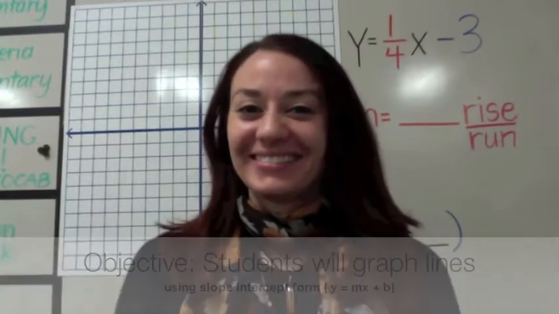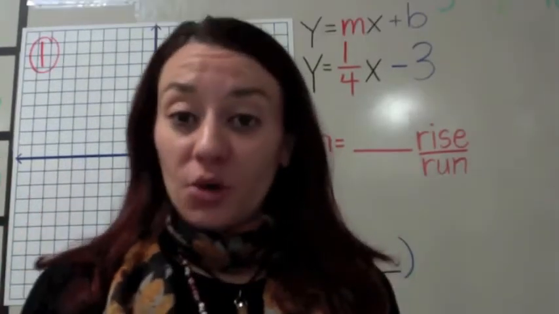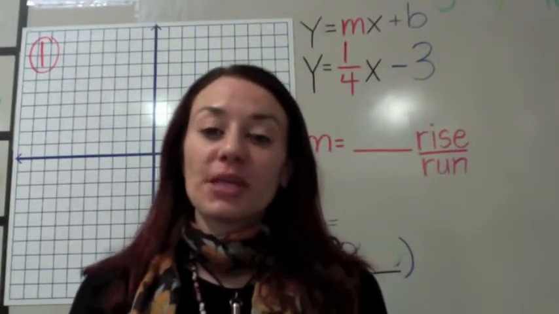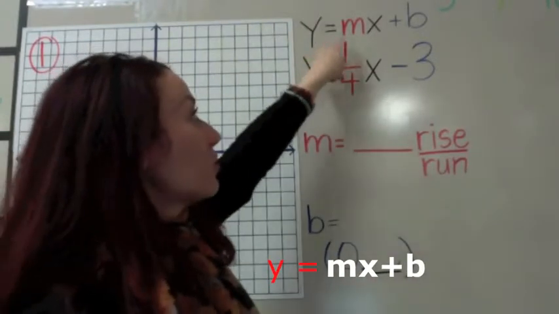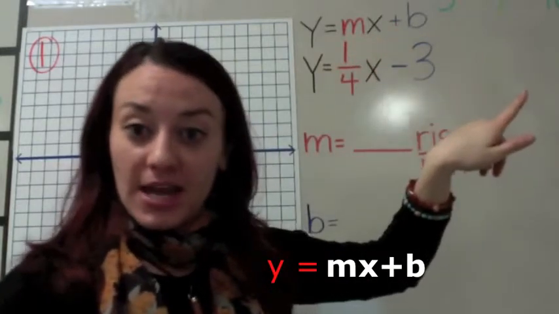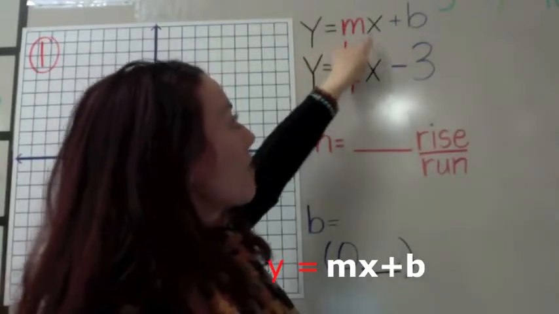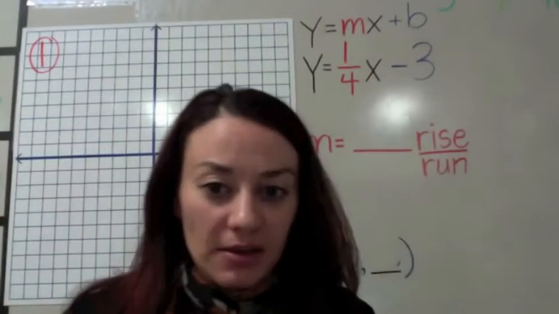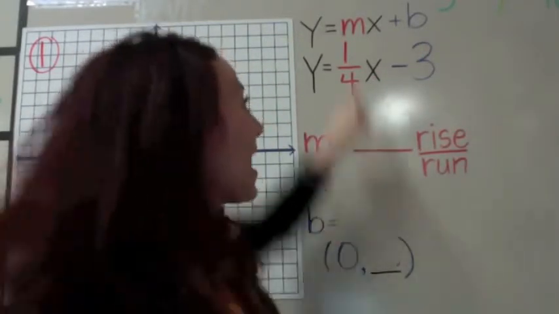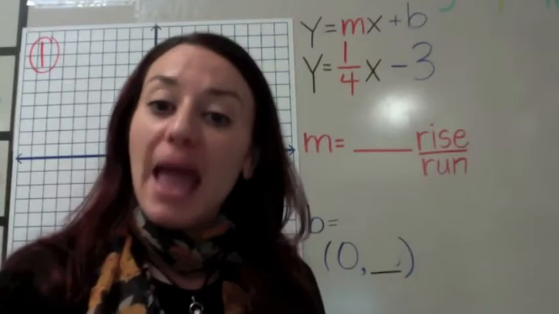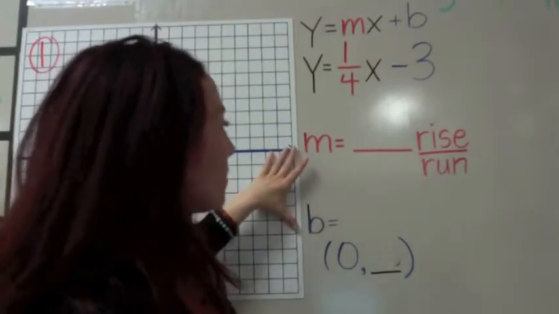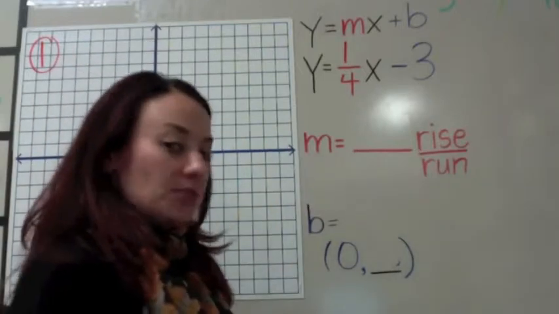Very good. So today we're graphing linear equations, which are in slope-intercept form. And slope-intercept form is y equals mx plus b. Say it. Y equals mx plus b, where b is the y-intercept. What's b? Good. And m is the slope. What's m? The slope. Okay. So we are identifying both the slope and the y-intercept.